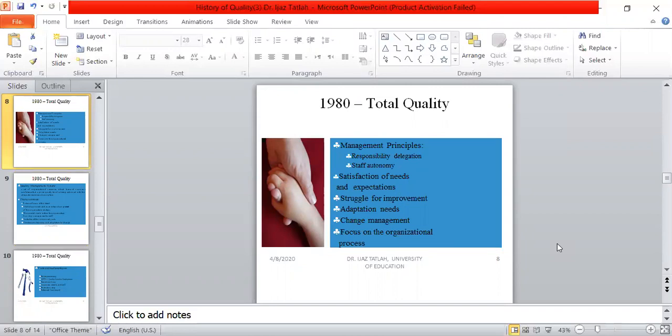Quality management was enhanced as total quality management in 1980 because there were two points of view: quality management or management of quality. So both of these philosophies merged and it became total quality management. So management principles like responsibility, delegation of power, staff autonomy, and satisfaction of needs and expectations, struggle for improvement, adaptation needs, change management, focus on the organizational process. So total quality management looks after the organizational process at all tiers of management, whether it is first line management, middle line, or second line management. So all are involved.